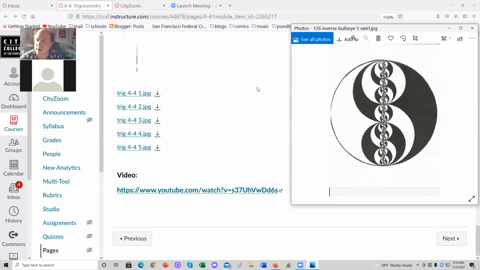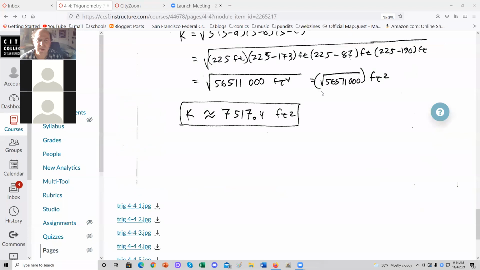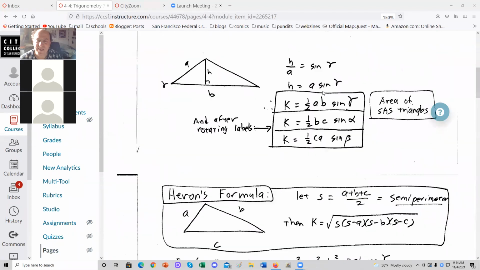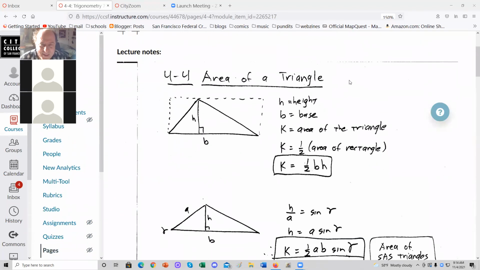This Zoom session is being brought to you by the fractal inverse bullseye swirl. I love presenting my fractals. I think they're pretty. We proceed.